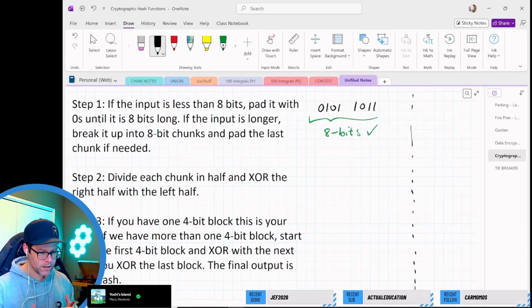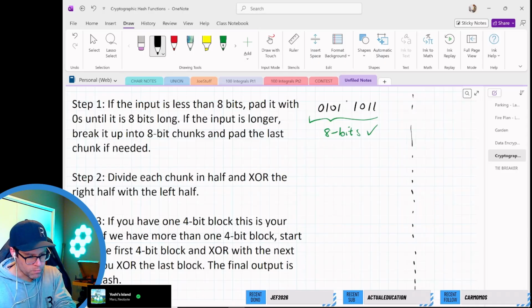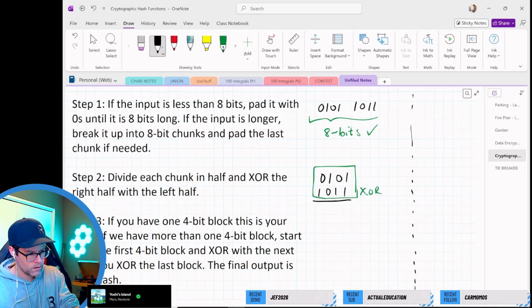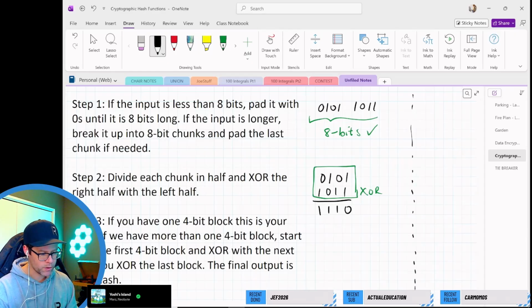So we're going to pass that into step 2. Step 2 says divide each chunk in half and XOR the right half with the left half. So we're going to break this into 2 4-bit blocks and do something like this. We'll go through the XOR procedure. And this is an exclusive OR, so we should get something that looks like this. So that's my output from step number 2.